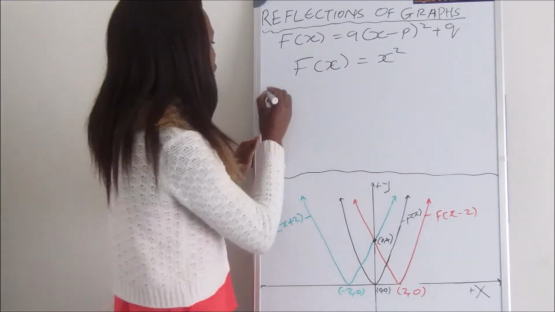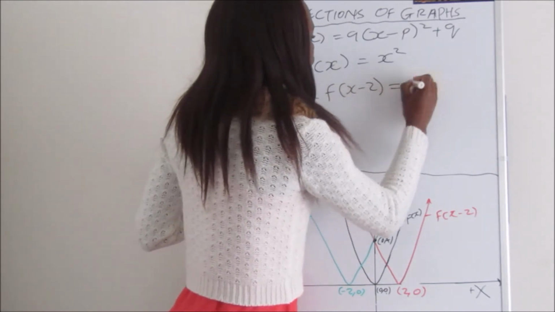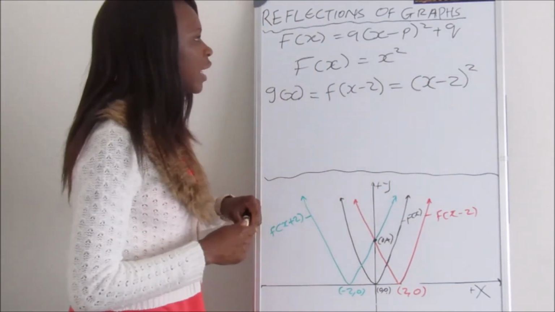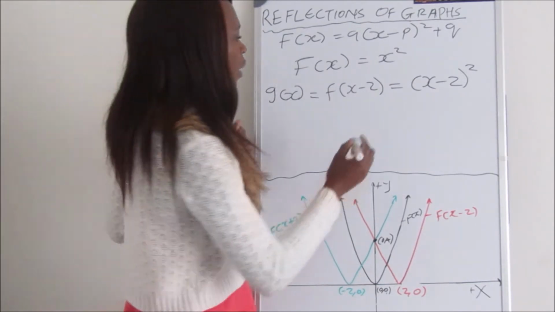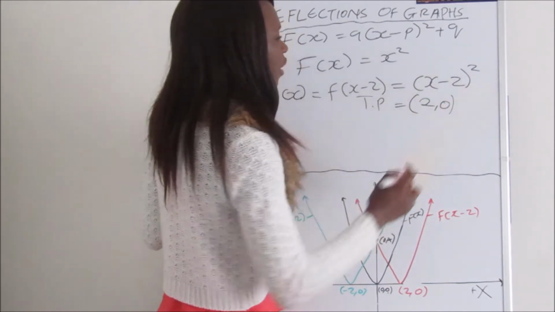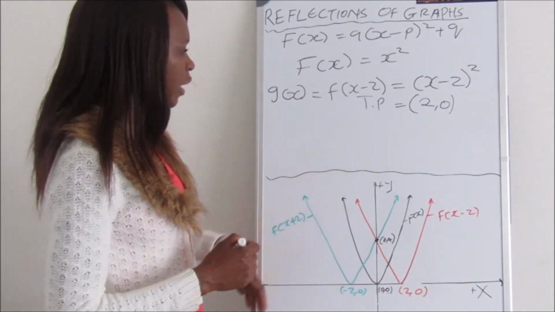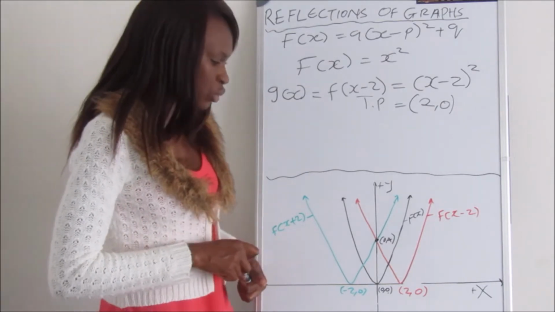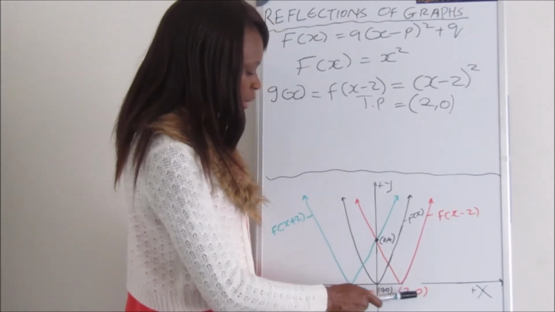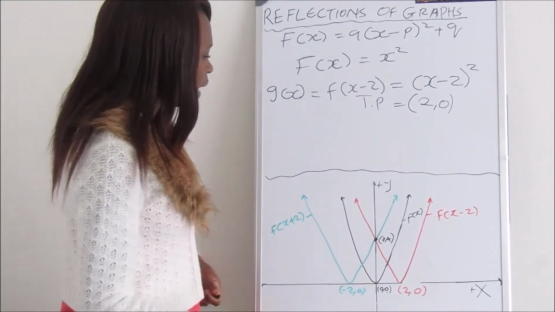Then let's look at another graph, g(x) = f(x - 2), which changes the equation to (x - 2)^2. Looking at the standard equation, our a is equal to 1, and p is equal to 2, and we don't have anything for q. That means the coordinate of our turning point is (2, 0). I've already drawn the graph of g(x), which is turning at (2, 0), which is also our x-intercept.